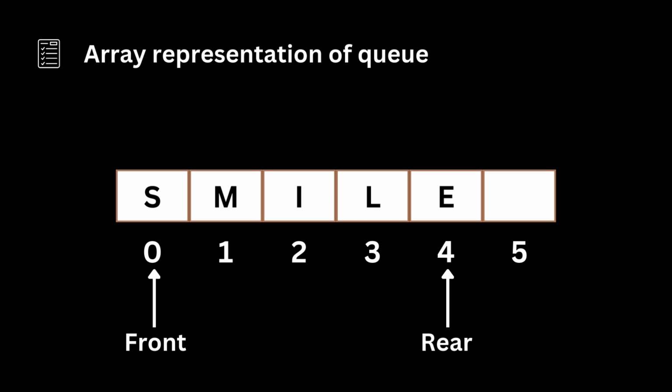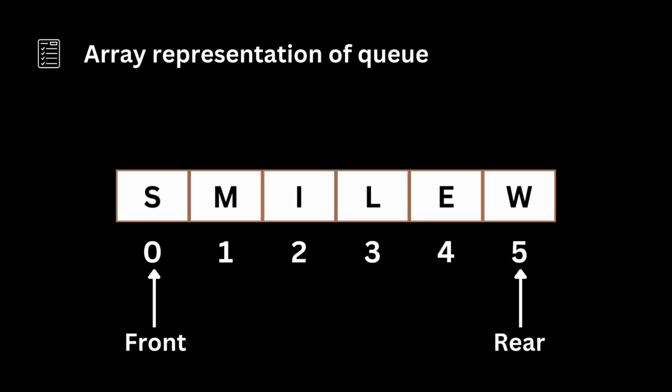The figure displays a queue of characters forming the English word smile. Since no deletion has occurred in the queue yet, the value of the front remains -1. However, the value of the rear increases by 1 each time an insertion is performed in the queue. After inserting an element, the queue will appear like this. The value of the rear will become 5, while the value of the front remains the same.